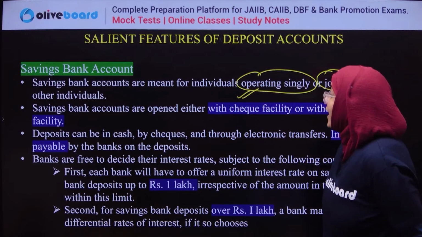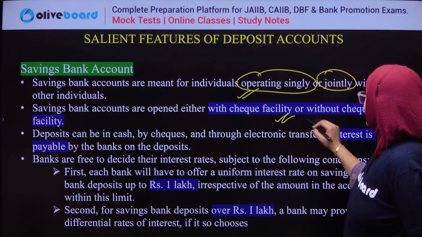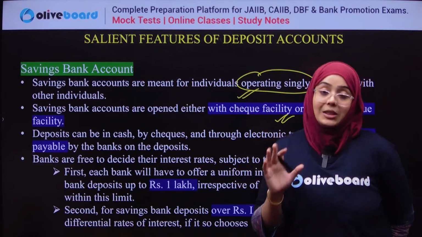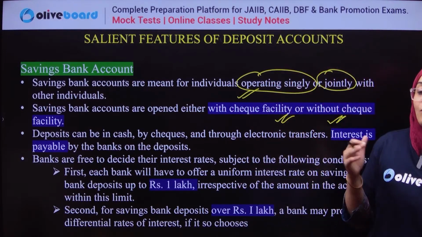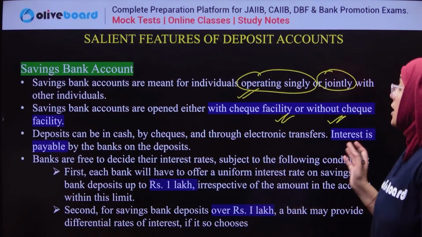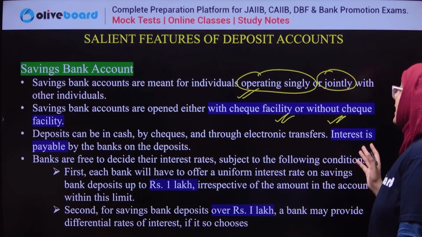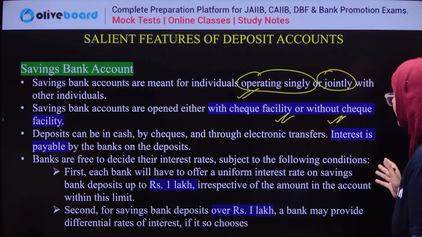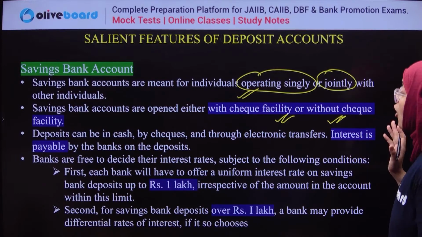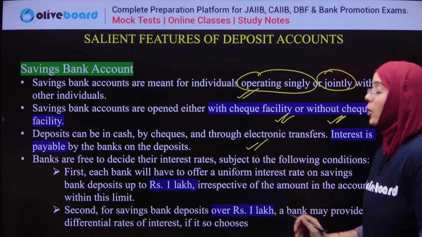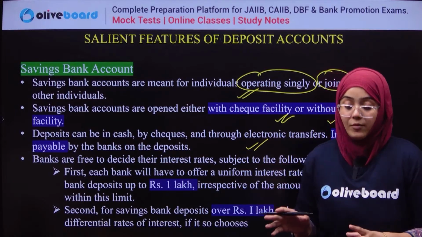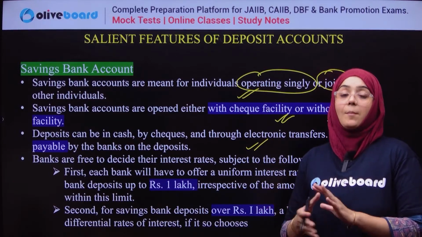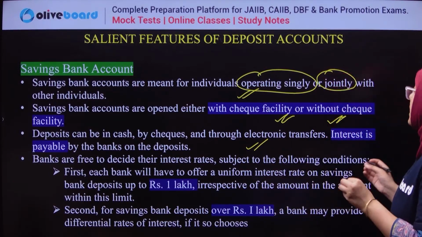Savings bank accounts are opened either with cheque facility or without cheque facility. Deposits can be made in cash, by cheques, and through electronic transfer. Interest is payable by the bank on the deposit. A current account doesn't attract any type of interest, whereas the savings bank account attracts interest.